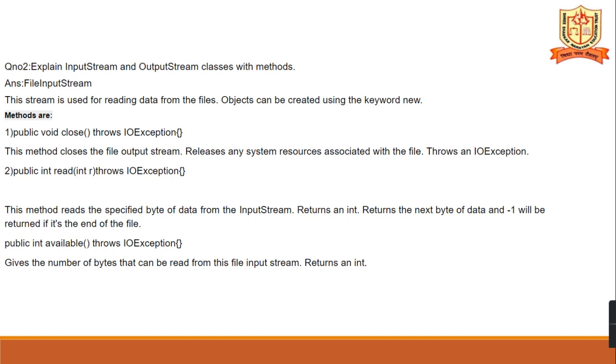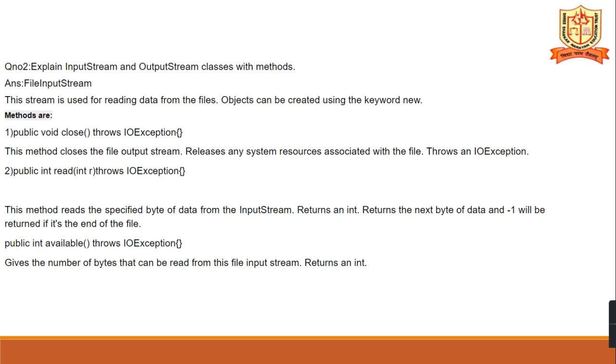Explain the input stream and output stream classes with the methods. FileInputStream is used for reading the data from the file. An object can be created using the new operator. These are some of the methods in the input stream. Next, public void close() throws IOException. This method closes the file stream and releases any resources associated with the file, and throws the IOException.